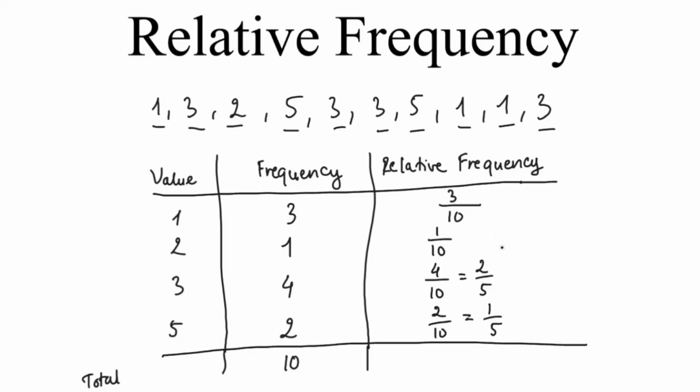So if you add all of them up, if you add 3 over 10 plus 1 over 10 plus 2 over 5 plus 1 over 5, it's going to be 1. Okay, so if you add all the relative frequencies up, you would get the total relative frequency is 1. So you have to make sure that the total relative frequency is 1, because this is the proportion out of the total frequency. So the total has got to be 1.